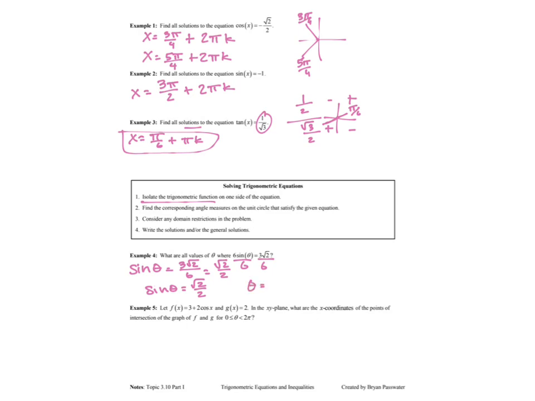Good. At theta equals pi over 4 plus 2 pi k. When else? And 3 pi over 4. Theta equals 3 pi over 4 plus 2 pi k. Good. So what we did there was we said it happens at positive pi over 4.